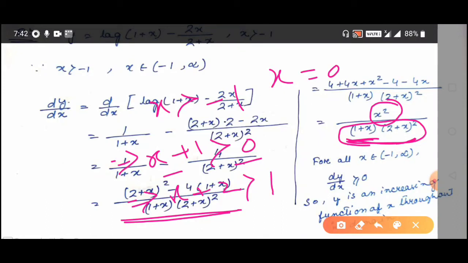So dy by dx is greater than 0, and for x equal to 0, dy by dx will become 0. So here we have written for all x belongs to minus 1 to infinity, dy by dx is greater than or equal to 0. dy by dx is equal to 0 at x equal to 0. So y is an increasing function of x throughout its domain. Since here it is given only increasing, that is why we have used greater than or equal to.